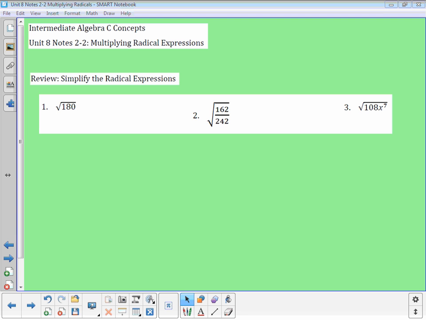So this is our second to last note sheet of the week. We'll have one tomorrow as well. So I like to start out every note sheet with just kind of bringing us back to that simplifying radical stuff since we do it in every unit.